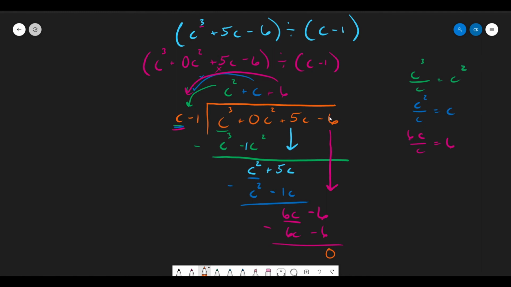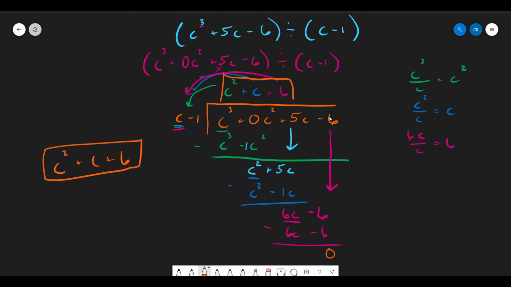We haven't talked about that. What happens when you don't have a remainder? Nothing. You don't put a remainder. You don't put plus anything here. If you don't have a remainder, that means that this is your final answer. C squared plus c plus 6.